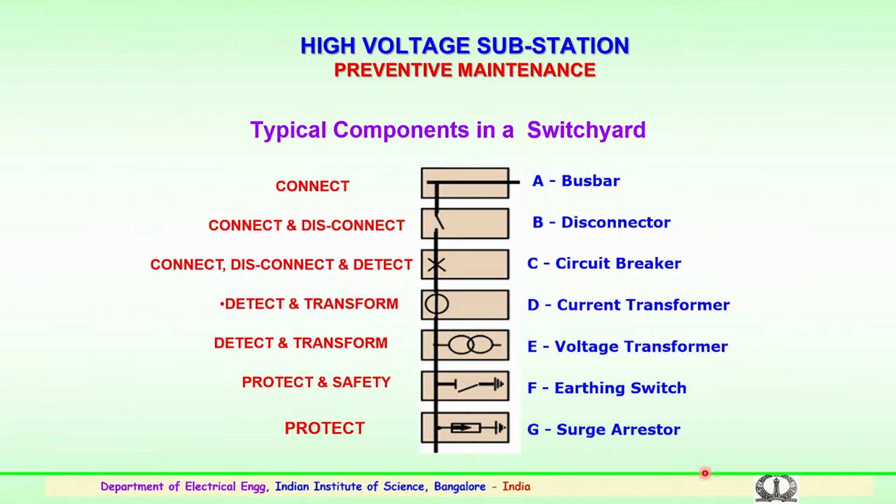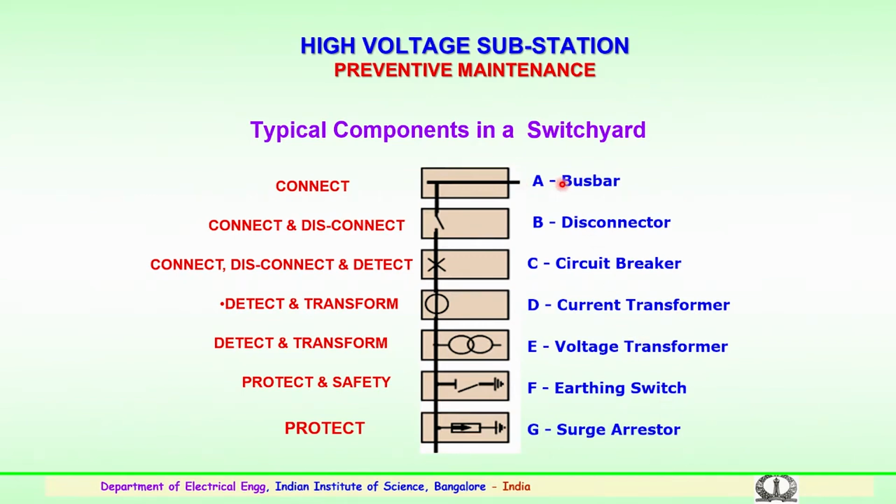So, we have discussed earlier various important components, like the bus bar, disconnector, the circuit breakers, current transformers, voltage transformers, the earthing switches and surge arrester. These are the various components in any typical switchyard of an EHV or any high voltage HVAC or HVDC substation. We will look into the various functions of the components which are installed in any substation.